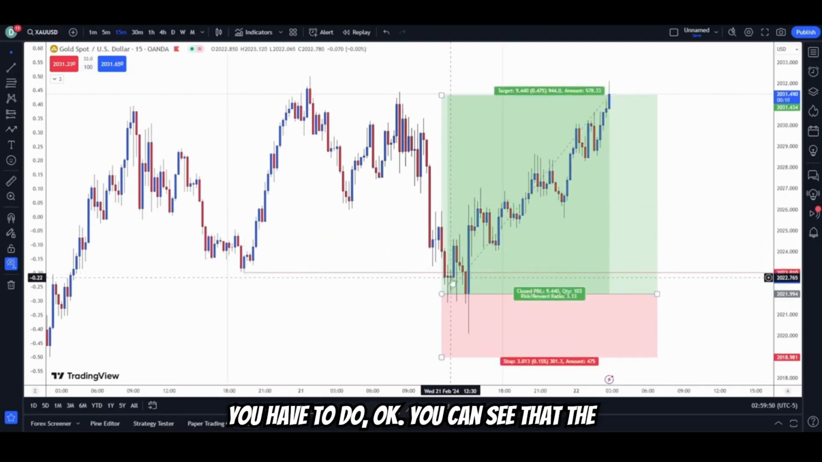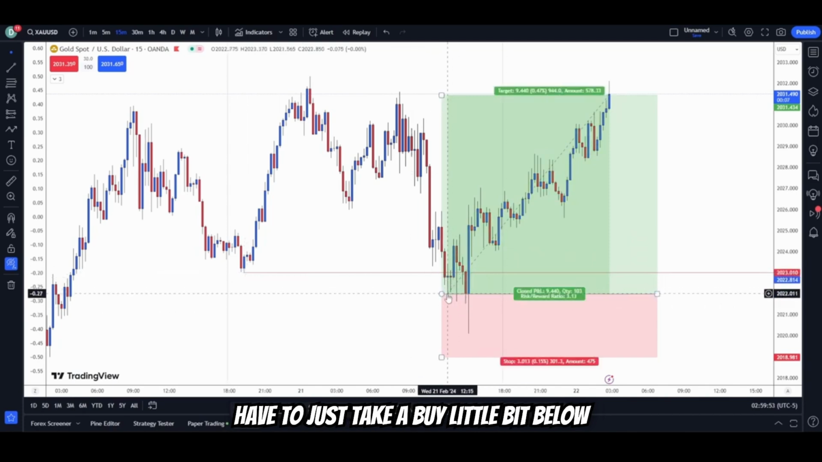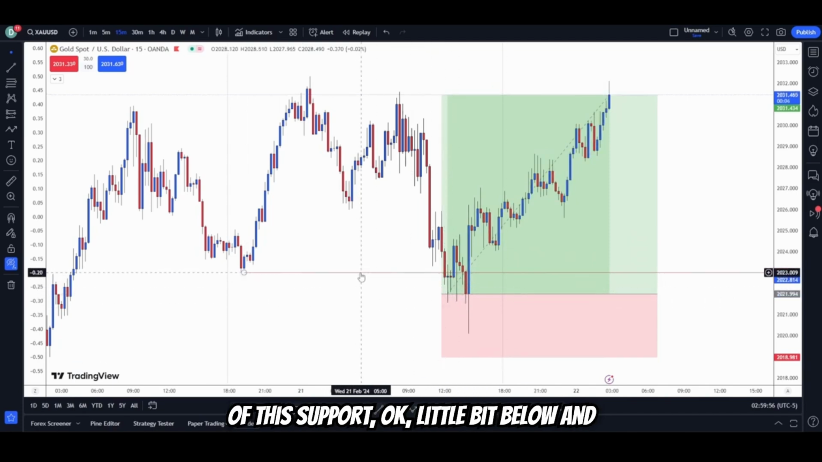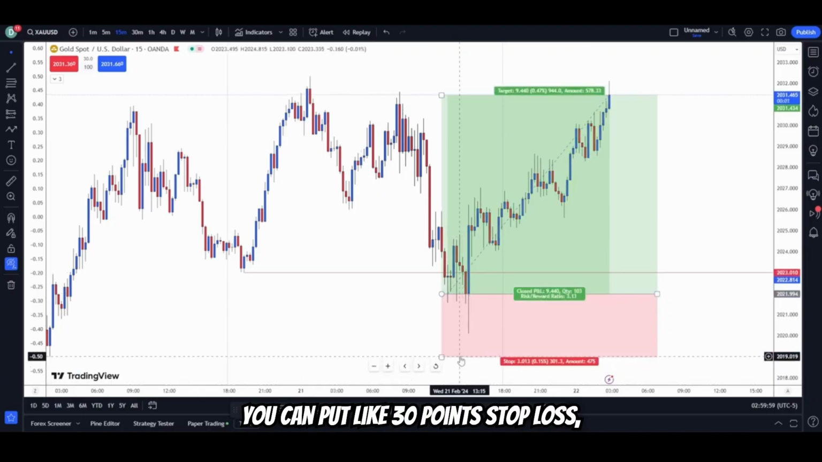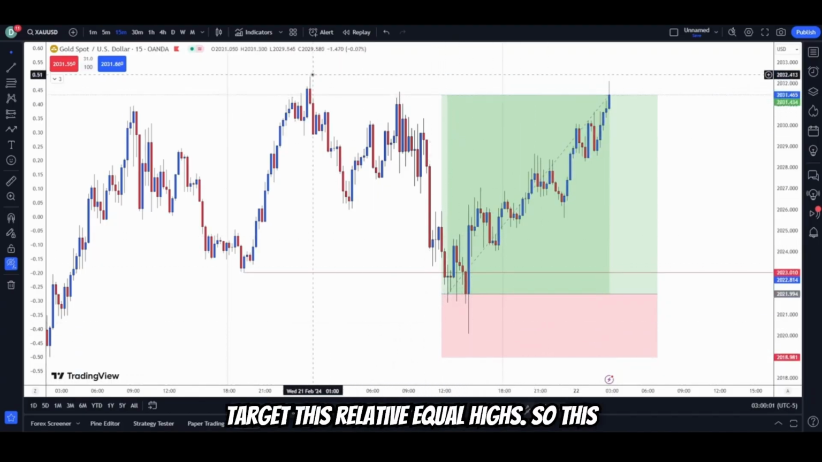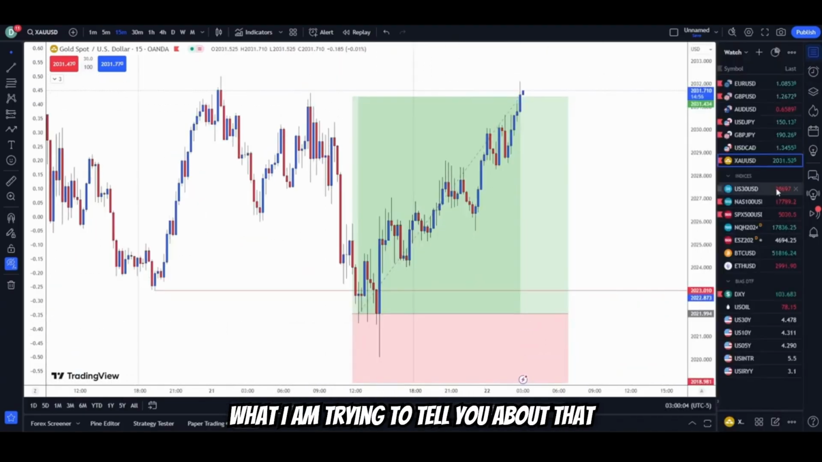You can see that the price goes down and takes the low. You have to just take a buy a little bit below of this support, and you can put like a 30 point stop loss, 3 point stop loss, and then you can target this relative equal highs. So this is what I'm trying to tell you about that.